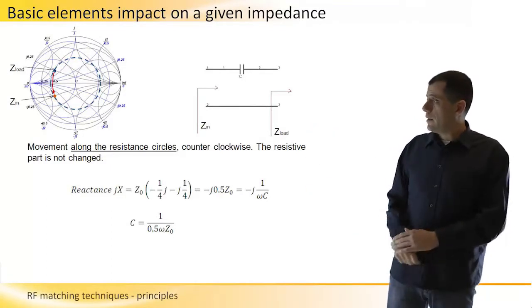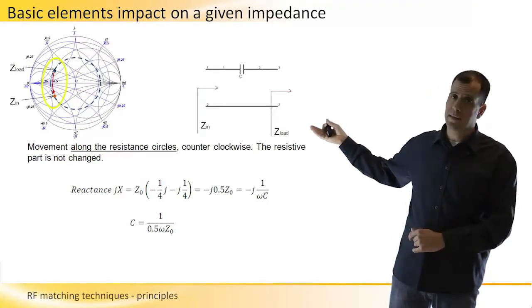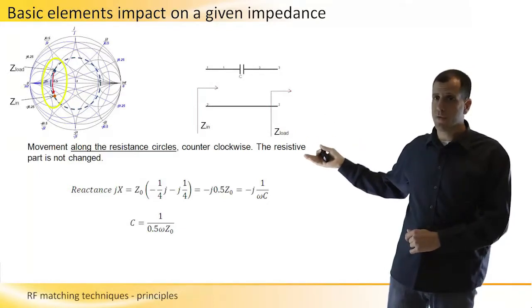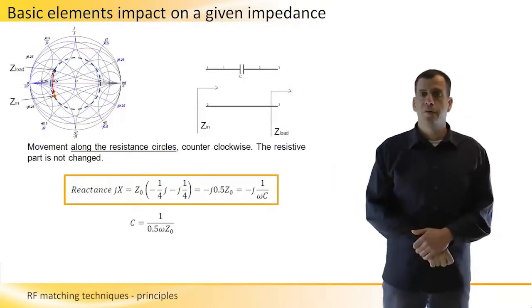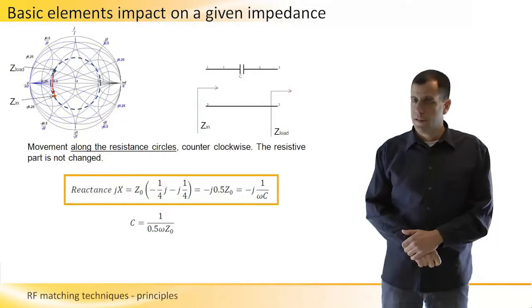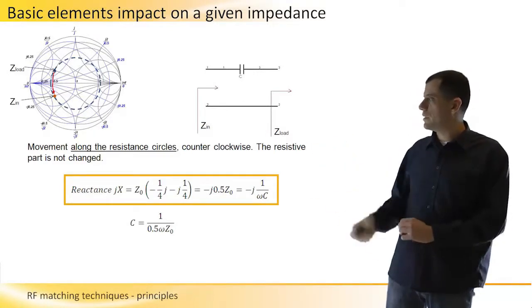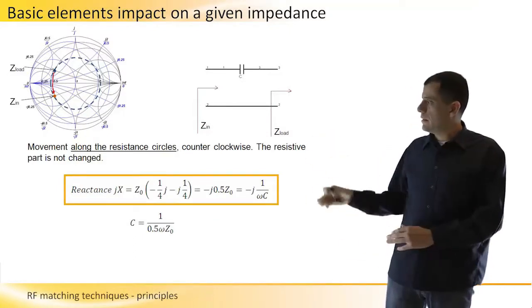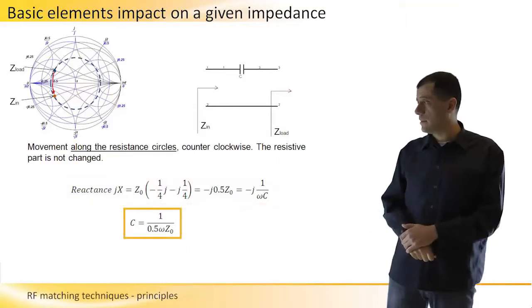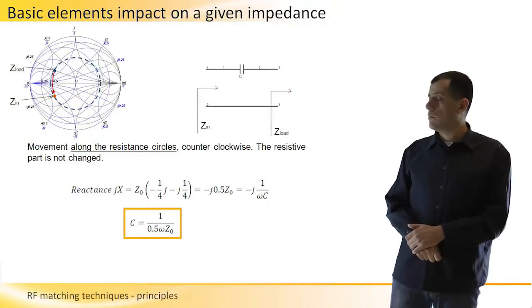Now, if we measure the difference between the reactance of the endpoint and the initial point, then it will be equal to minus j divided by omega C, which is the reactance of the capacitor. Again, playing a little bit, we will get that in this case, since the difference between the initial point and the end point is half, 0.5, the end value of the capacitor is equal to 1 divided by 0.5 omega Z0.